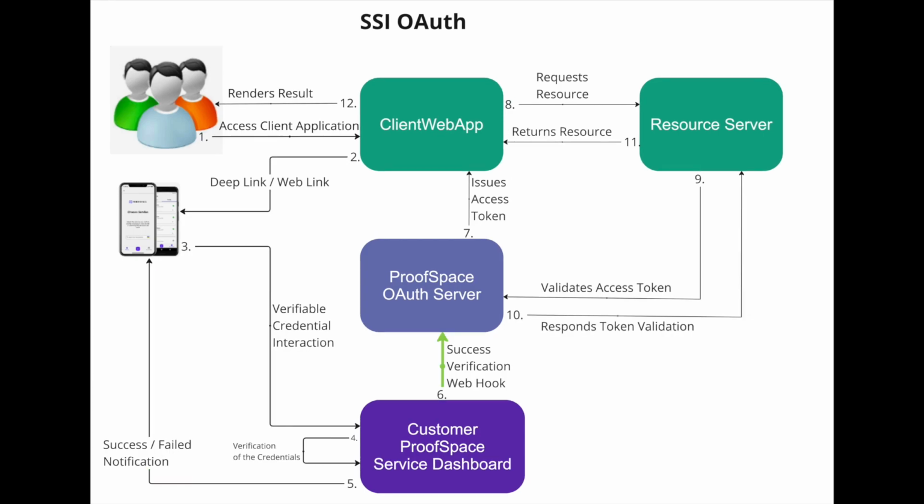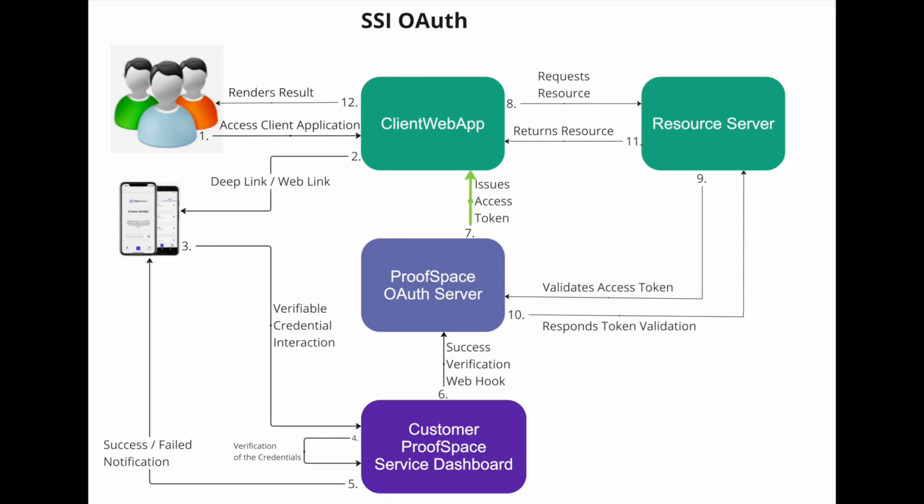If the verification is successful, the customer's ProofSpace service triggers a webhook which prompts the ProofSpace OAuth server to generate an authorization token. This token is then delivered to the client's web application. From there, the OAuth flow continues as usual.